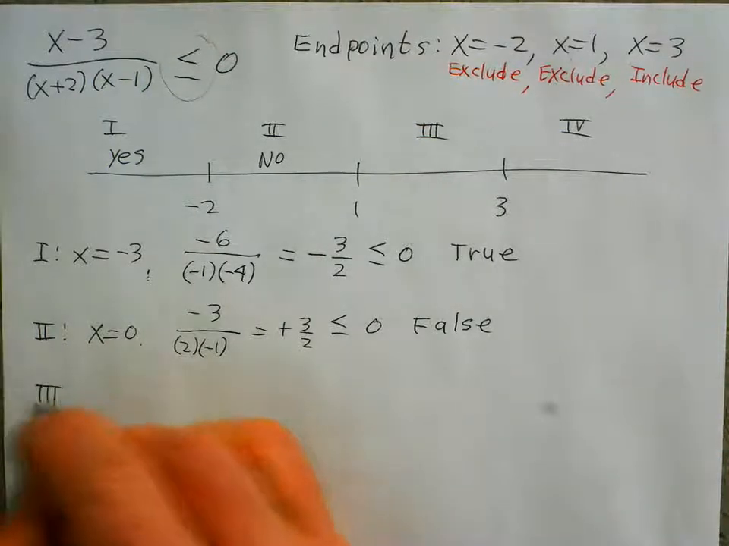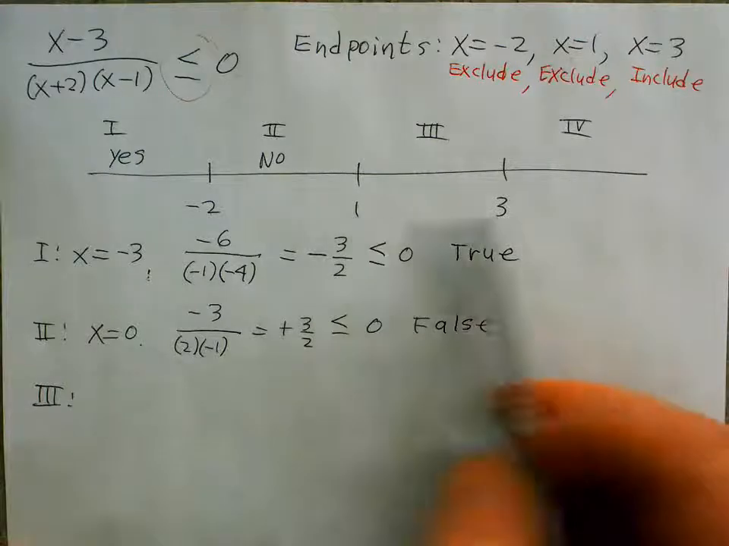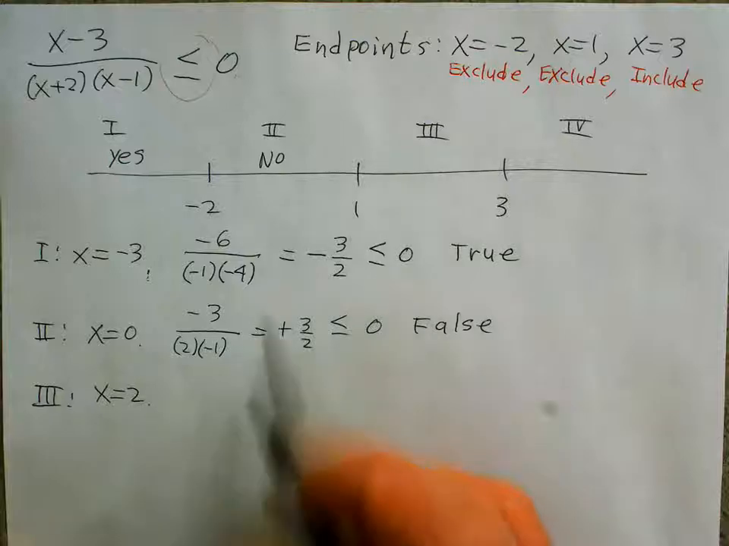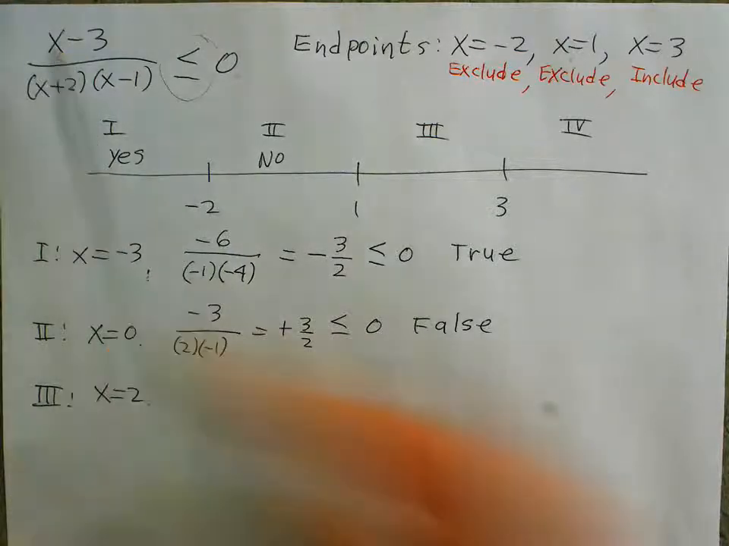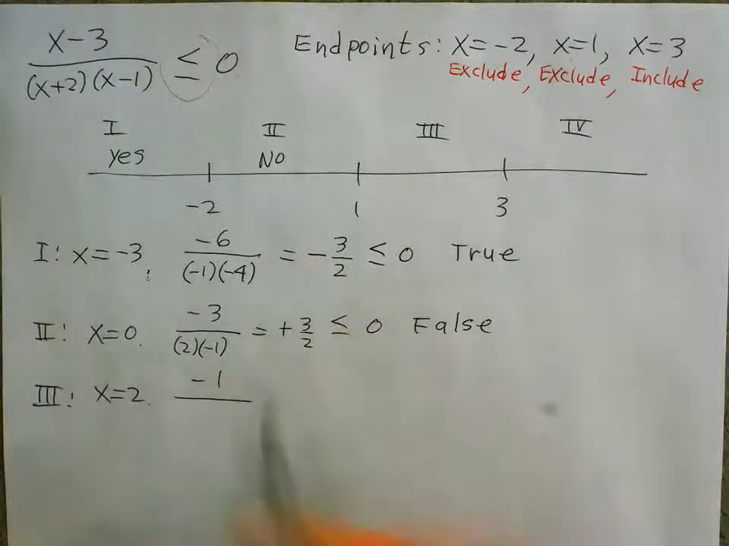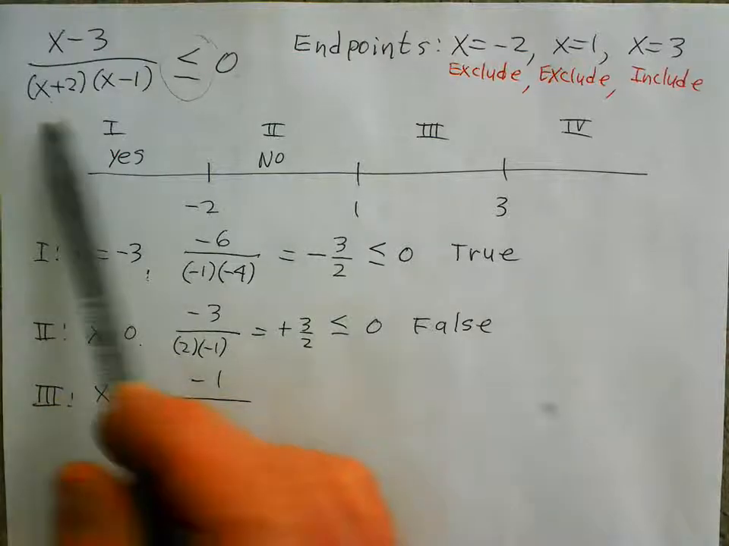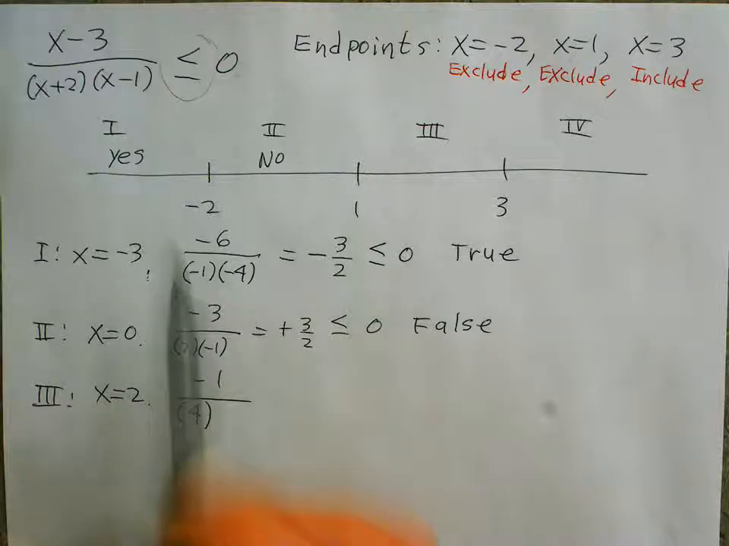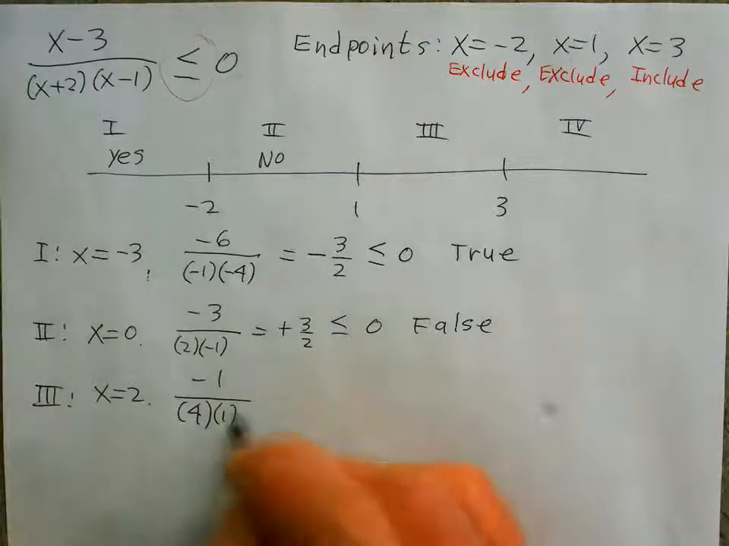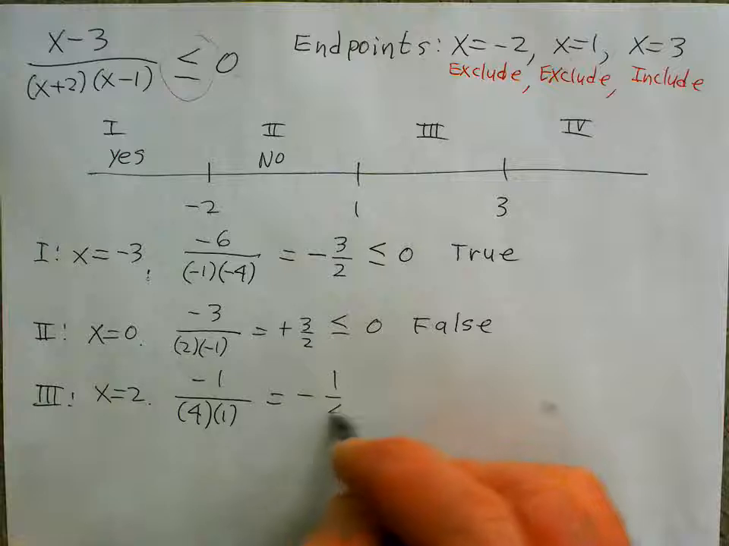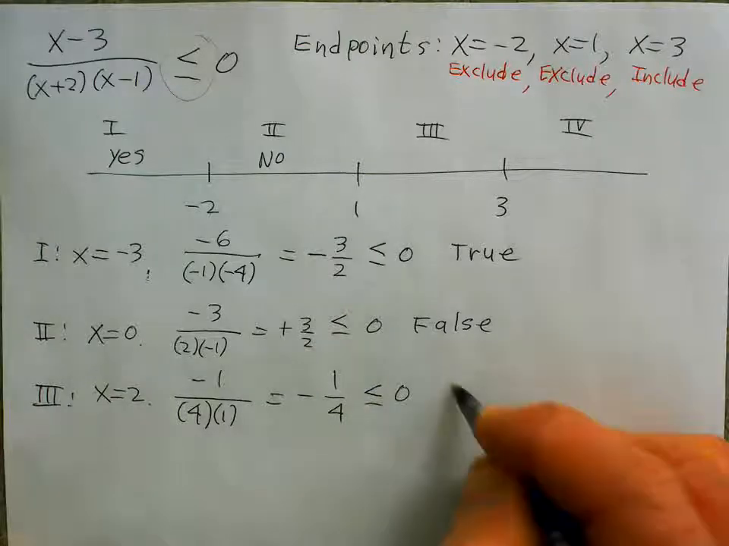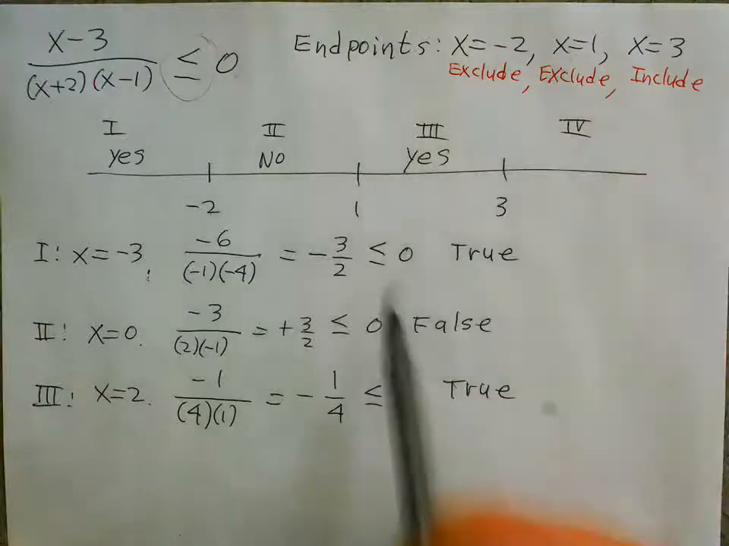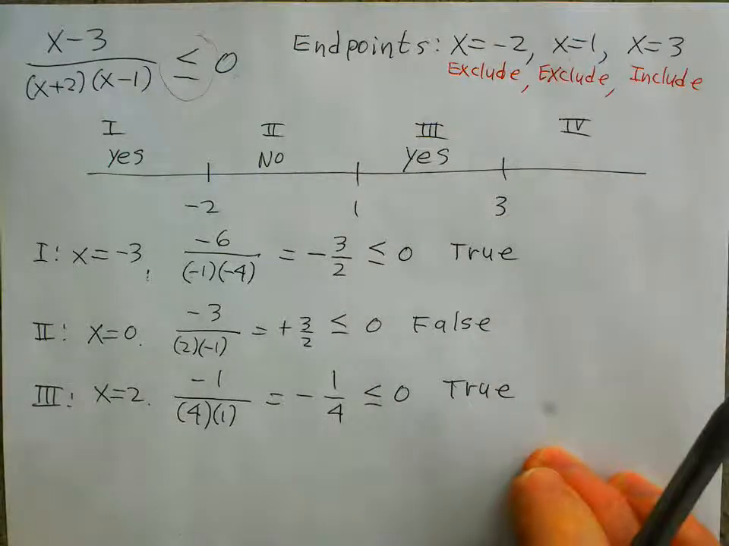In the third interval, pick any number you want between 1 and 3. So I'll pick +2. In the inequality, in the numerator, 2 minus 3 is -1. In the denominator, one factor is 2 plus 2, or 4. The other factor, 2 minus 1, is 1. So we get -1/4 less than or equal to 0, which is true. So all of the numbers between 1 and 3 are solutions.